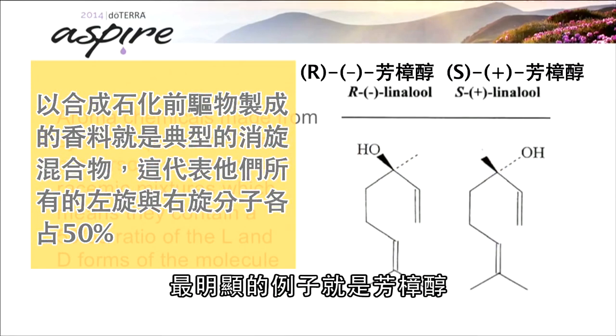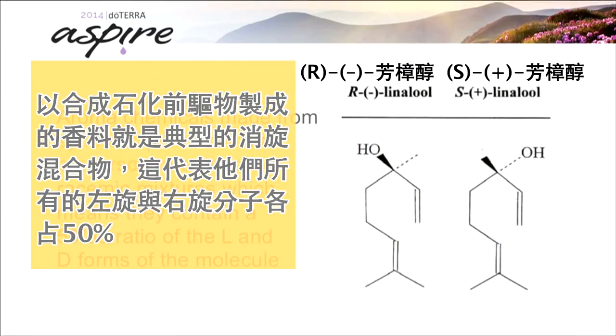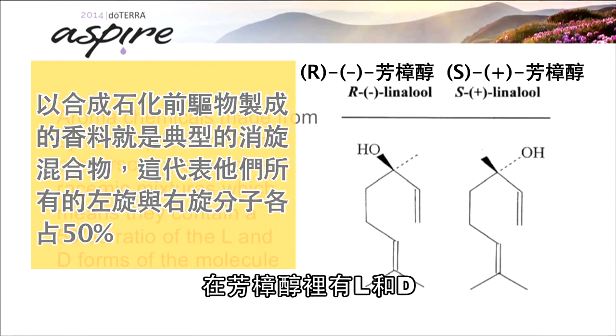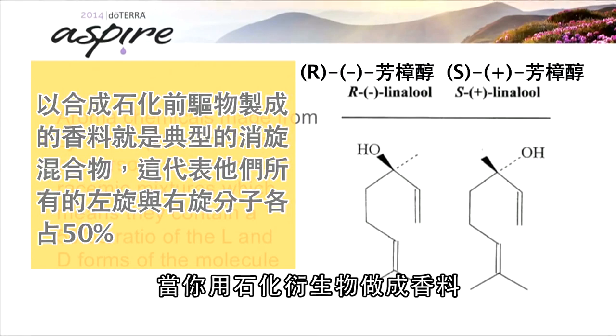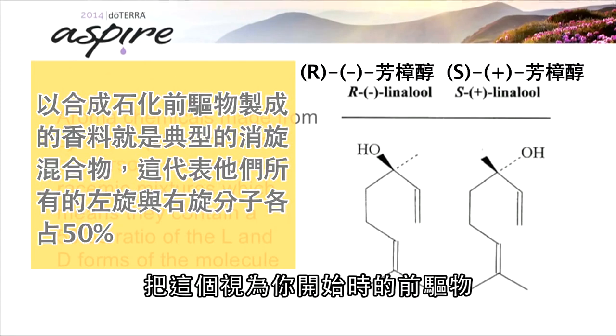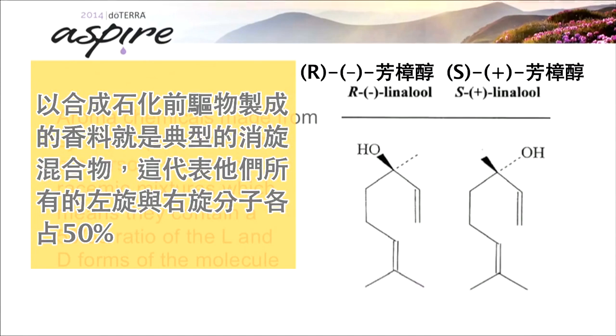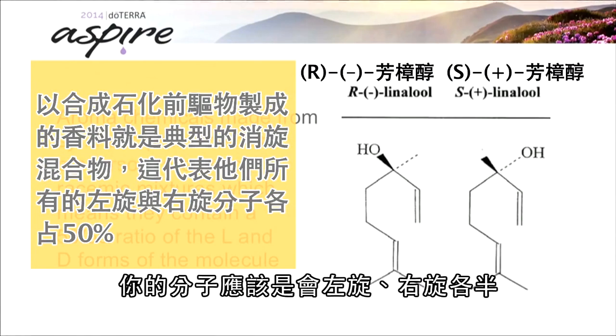Perfect example of this is linalool. You have the L and the D forms of linalool, the plus and the minus. Plus would be the D form, minus would be the L form. And when you make an aroma chemical from a petrochemical derivative and use that as your starting precursor, normally what happens is you get a 50-50 mixture of these two forms of that molecule.